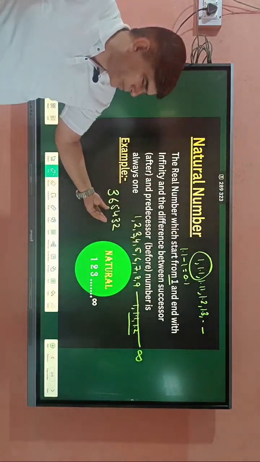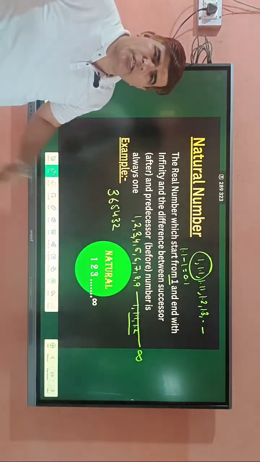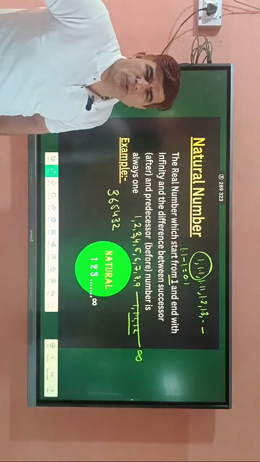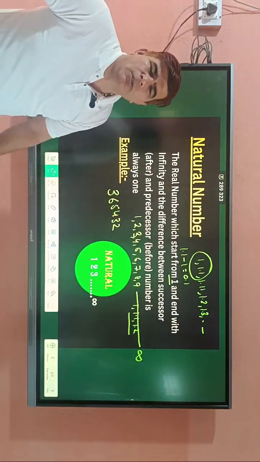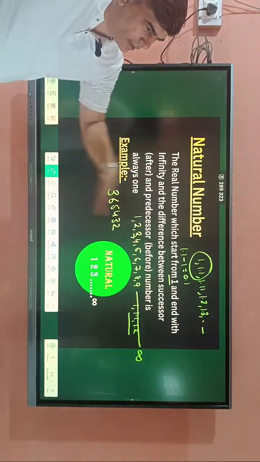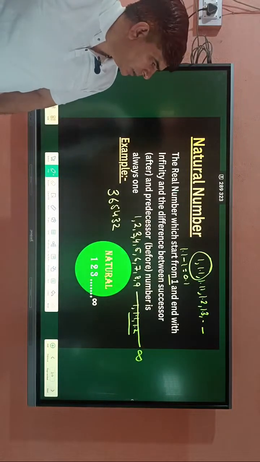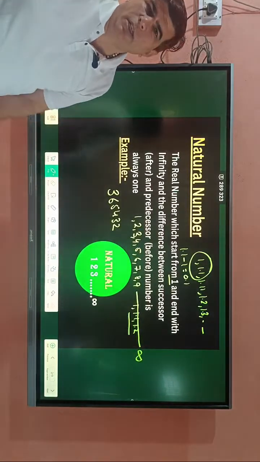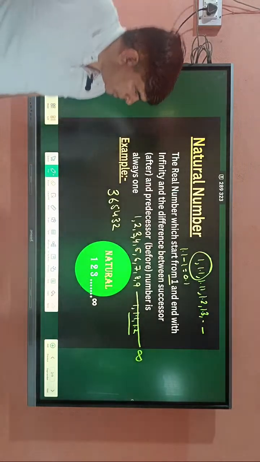Why? Because it's complete. It's not negative. It's not in the form of a fraction. It's not in the form of a decimal. So there are many examples: 1, 2, 3, 4, 5, 6, 7, 8, 9, 10, till infinity. And what about infinity? Infinity is a number we don't know where it lies. So I think natural numbers are understood.